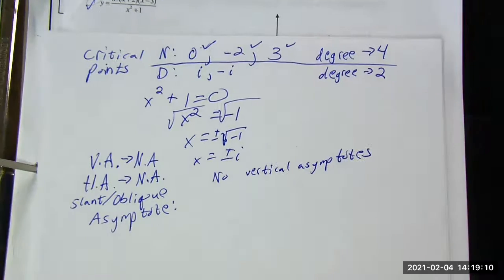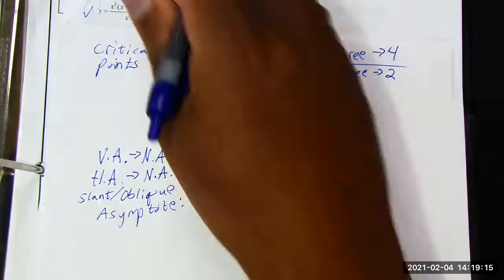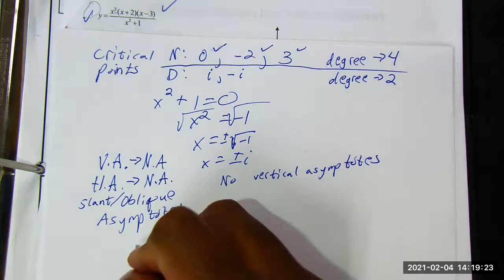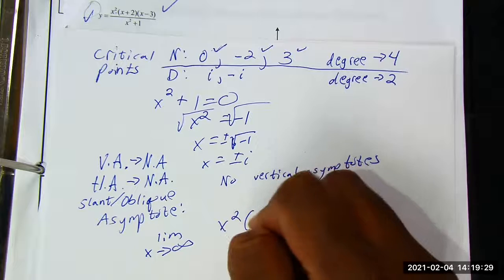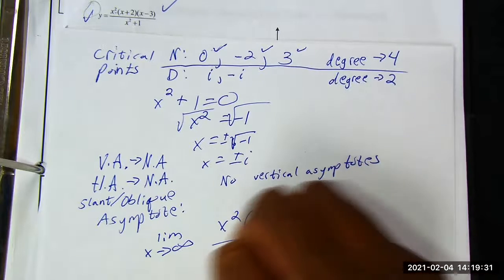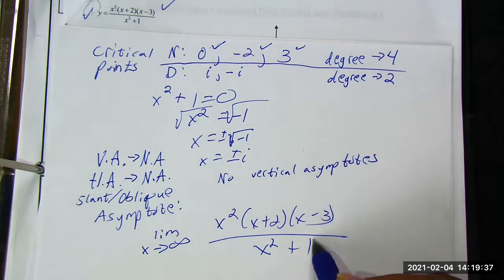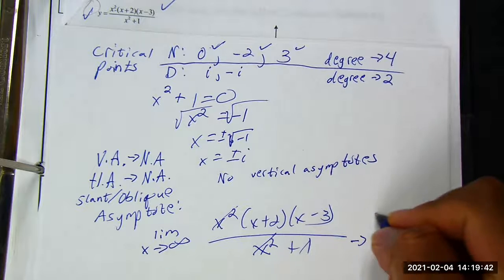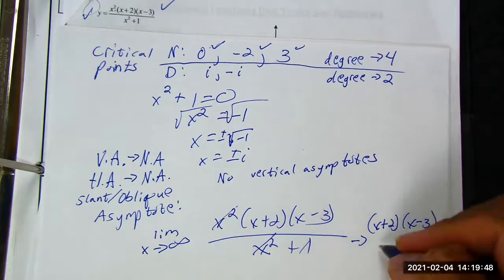And if we dissected this equation using the method of limits, there is a chance that our slant or oblique asymptote definitely exists. And please know it doesn't have to be a linear function. If I take the limit as x approaches infinity of this function, x squared times (x plus 2) times (x minus 3) over x squared plus 1, as x grows towards infinity, this doesn't mean much. These two essentially simplify to 1, and we're left with x plus 2 times x minus 3, which is a quadratic equation.